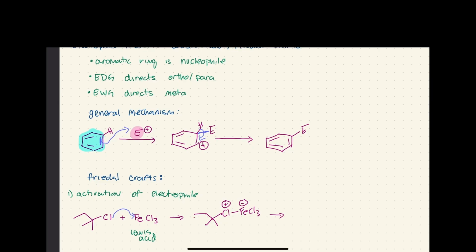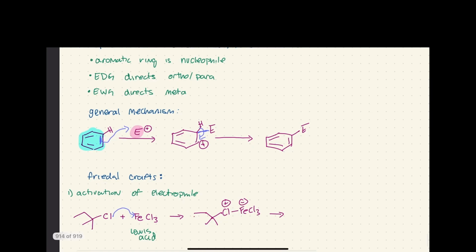Chlorine really wants to be with this Lewis acid, so we see that the electrons from this bond break to go onto the chlorine. This is going to give us a carbocation, and it's going to give us the chlorine Lewis adduct. This is a carbocation, so everything that we've seen in SN1 or any type of carbocation chemistry applies here. So this can rearrange to form the most stable carbocation.